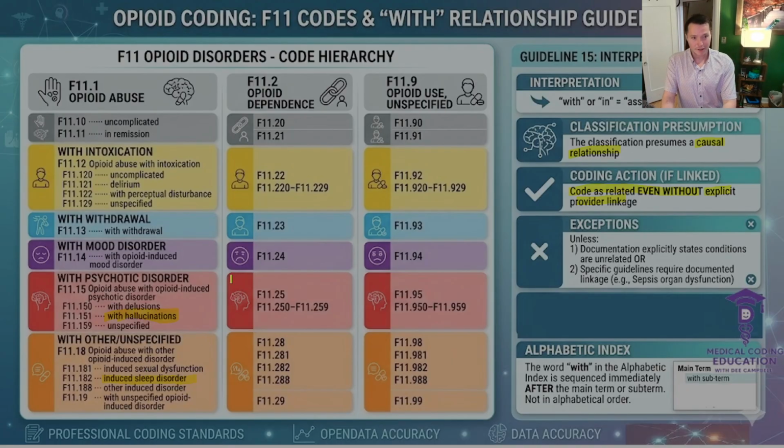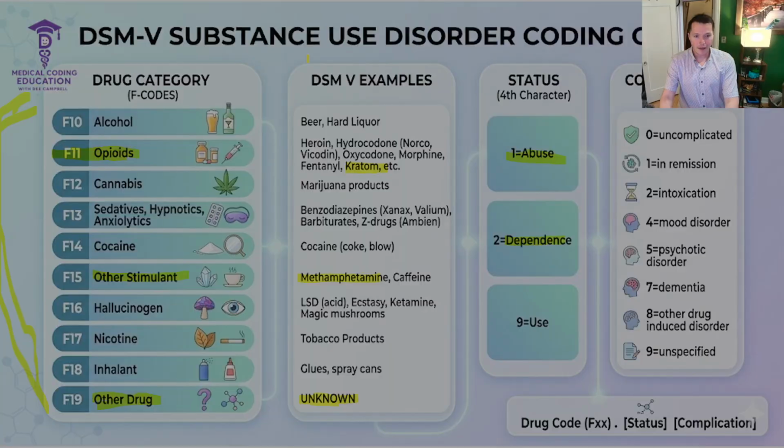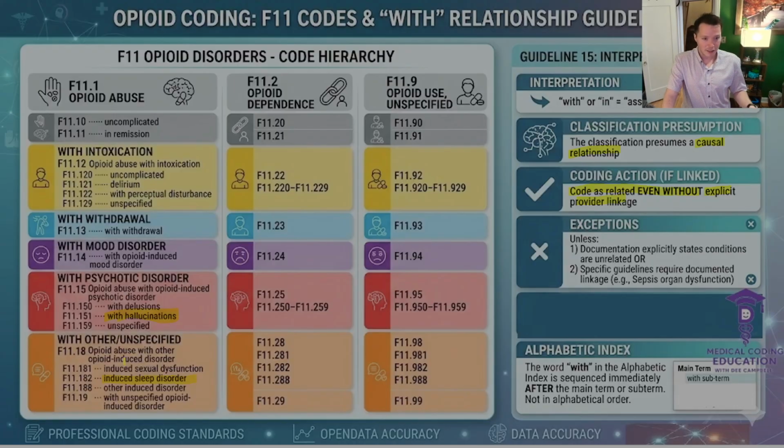If you have a patient who is on long-term medication, Z79.891, and they're coming in complaining about erectile dysfunction, which is a common side effect of opioids, in that case you would still just use the drug-induced erectile dysfunction code with the Z79.891. It would be inappropriate to make it the sexual dysfunction due to opioids, because this is opioid abuse causing sexual dysfunction, or opioid dependency causing it, or use causing it. So I want to be clear with that.